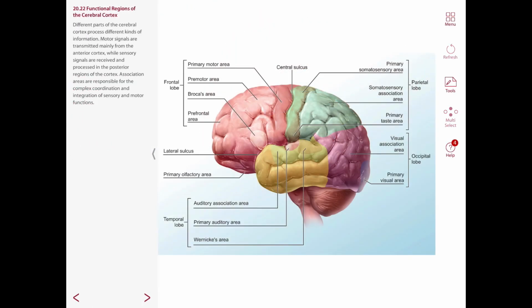Each hemisphere has 5 lobes. There's a frontal lobe, a parietal lobe, temporal, occipital, and the insula. There are 2 main sulci on the lateral surface of the cerebral hemispheres: the central sulcus, which separates the frontal and parietal lobes, and the lateral sulcus, which separates the temporal lobe from the frontal and parietal lobes. The insular lobe is located at the medial end of the lateral sulcus.